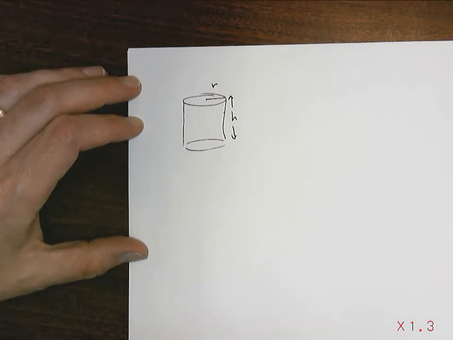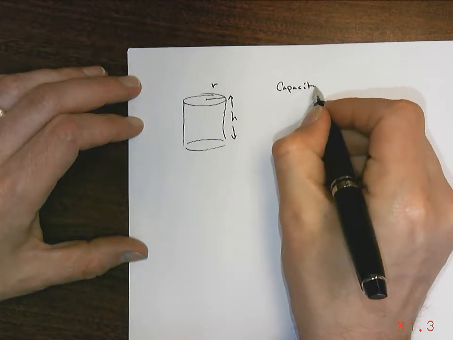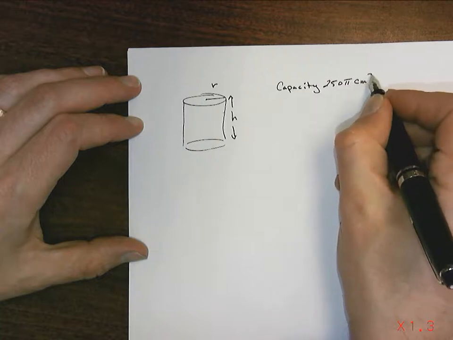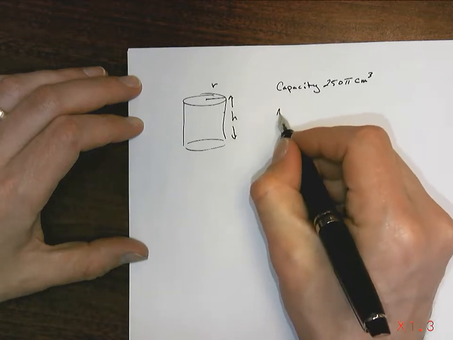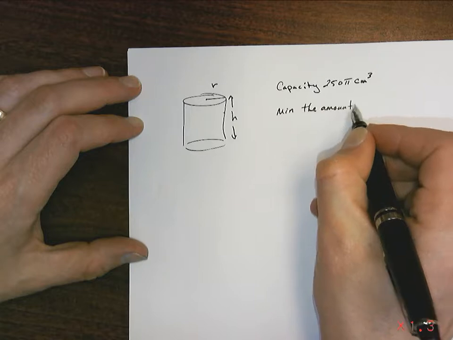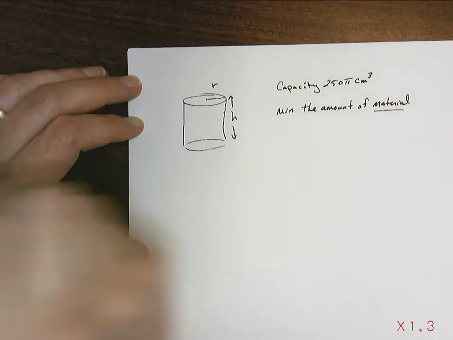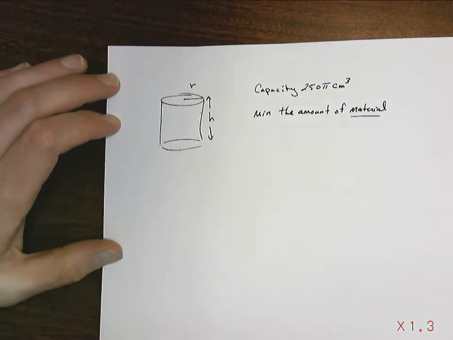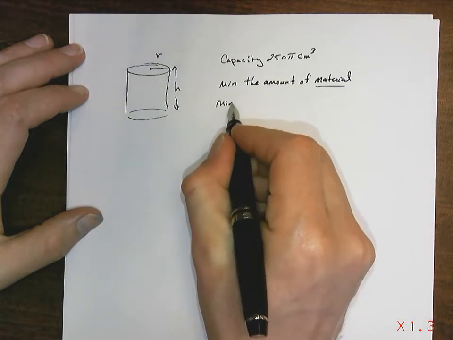Reading the question carefully, it says it has a capacity of 250 pi centimeters cubed. And it says that we want to minimize the amount of material. Okay, well, thinking about minimizing the amount of material means that I want to minimize the surface area of this can. So we want to minimize the surface area.